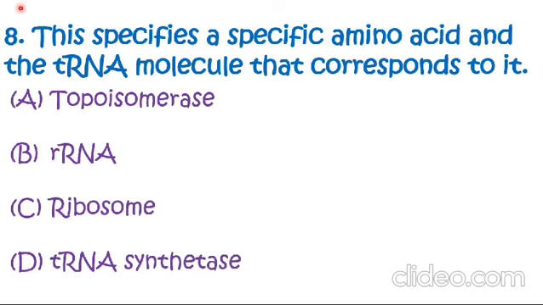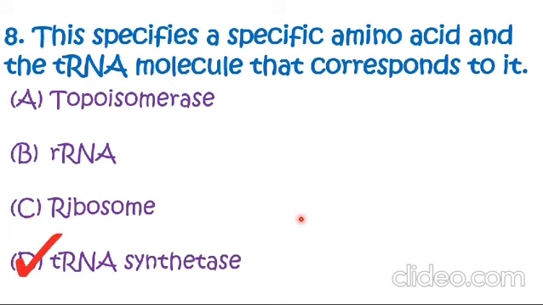Moving toward question number 8. This specifies a specific amino acid and the tRNA molecule that corresponds to it. Option A is topoisomerase, B is RNA, C is ribosomes, and D is tRNA synthetase. So the correct option over here, my dear friend, is option D, tRNA synthetase.